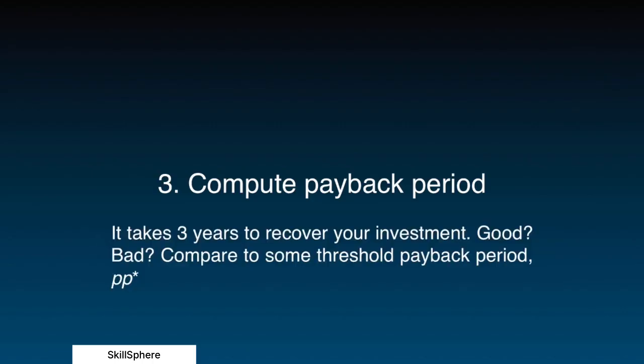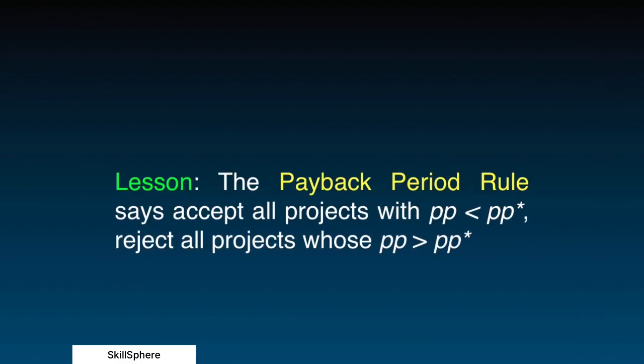Some people might say it takes 3 years to recover your investment. Is that good? Is it bad? How do we know if 3 is good? How does that help us in our decision of whether or not to undertake the project? Well, what we do is compare it to some threshold. The payback period rule says accept all projects with a payback period less than the threshold, and reject all projects with payback periods greater than that threshold.